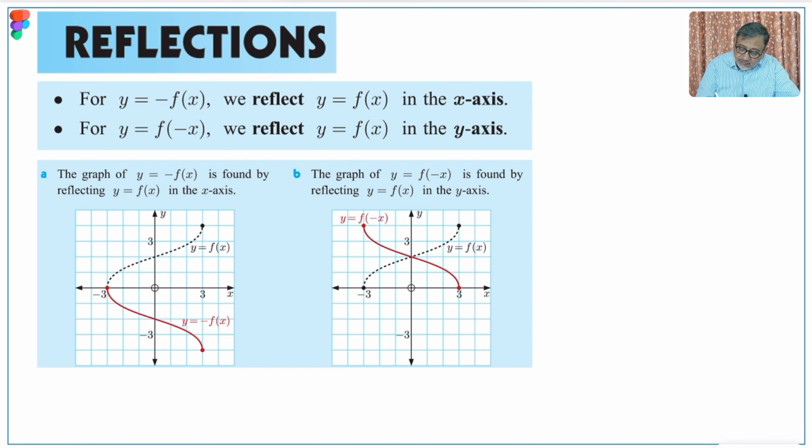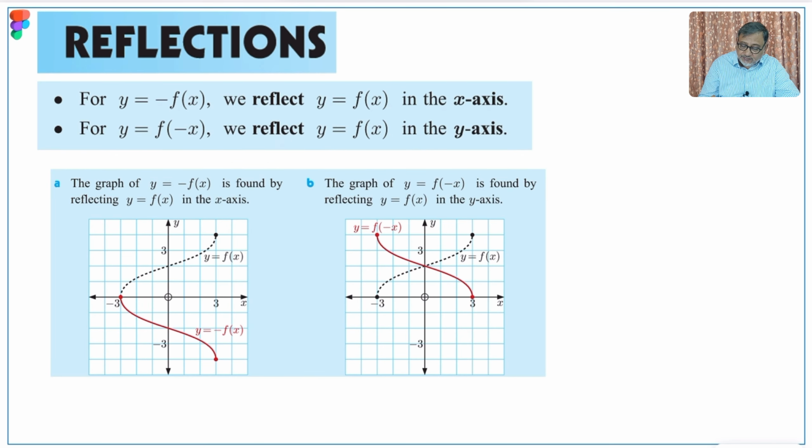In the same way, when you change the sign of x, f of x was this function, the dotted one was the original function. Now everything will get reflected in the y-axis. So this point will get reflected there, this point will get reflected there, and accordingly the whole graph will be like this. These points go there, these points go there, like this.